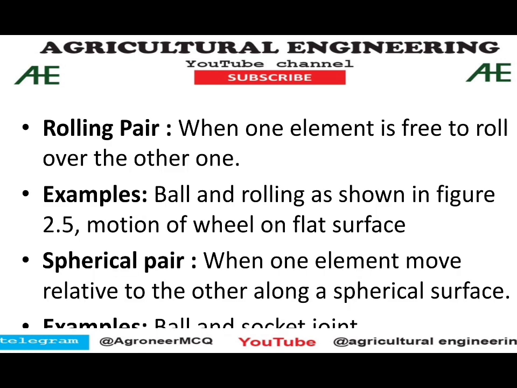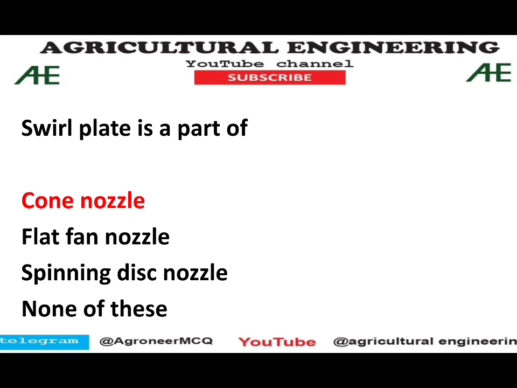Rolling pair: when one element is free to roll over the other one. Example, ball and roller, motion of wheel on flat surface. Spherical pair: when one element moves relative to other along a spherical surface. Example is ball and socket joint. Swirl plate is a part of cone nozzle.